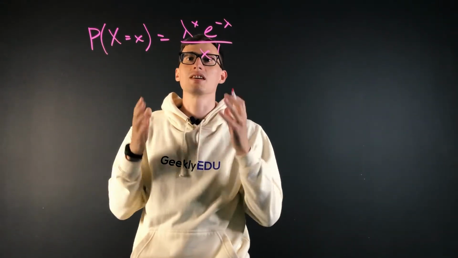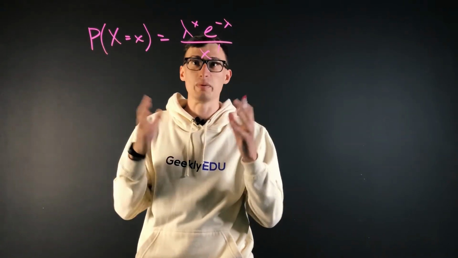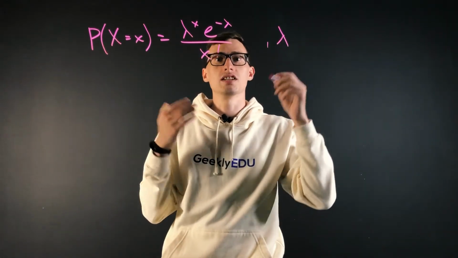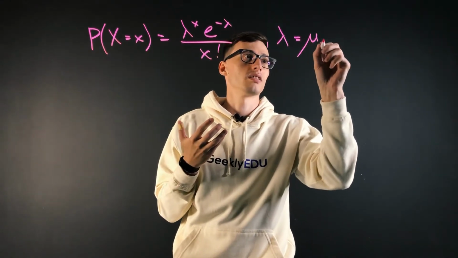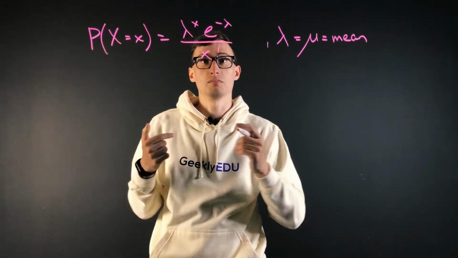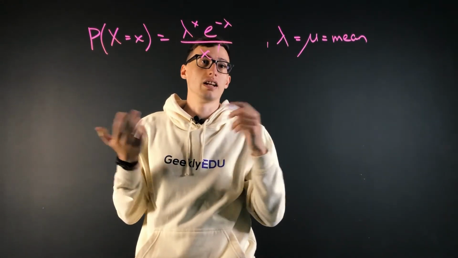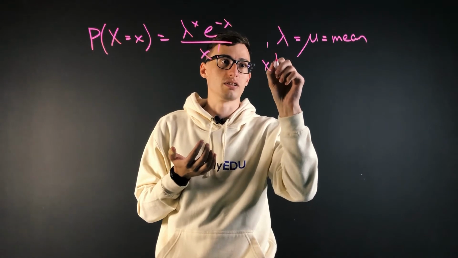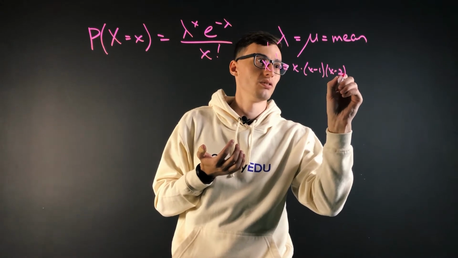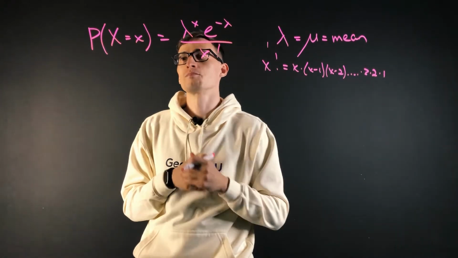It's the number of times something happens in a given interval of time, or an area, or just some space. Lambda here is the mean, right? Usually you see it written as mu, but in this case we say it's lambda. E is, of course, Euler's number, and you can check that out in the previous video. It's to the power of negative lambda, and then x factorial. What is an x factorial? It's defined as x times x minus 1 times x minus 2, and so on, times 3 times 2 times 1, right? So you know what a factorial is.